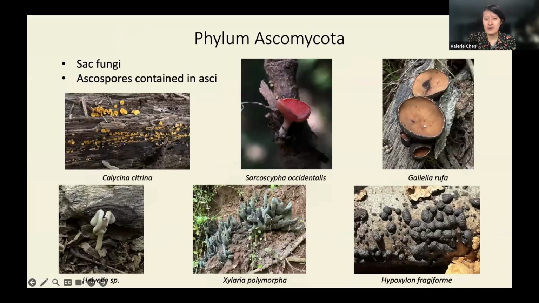So I wanted to show off a few of the ascomycetes I recorded as well. What distinguishes them from basidiomycetes is that instead of having basidiospores born from basidia, they have ascospores that are contained in a structure called asci instead. And the shape of the asci is why they're known as sac fungi.